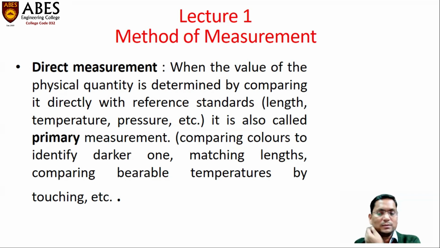We can say that in direct measurement, we put the tools, like non-quantity tools, in contact with unknown quantities. It is also called primary measurement. For example, comparing colors to identify the darker one, matching lengths, or comparing variable temperatures by touching, etc.